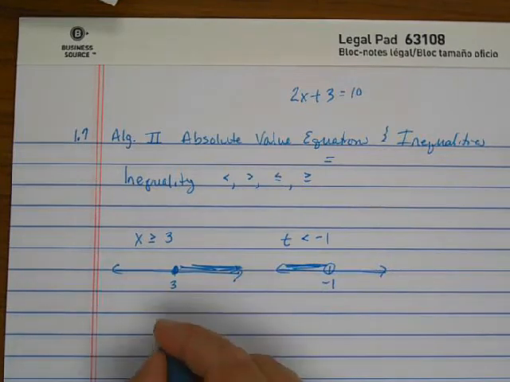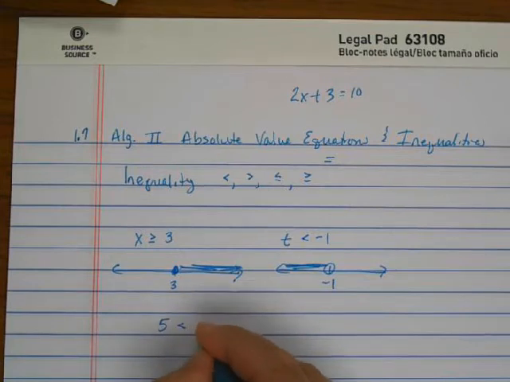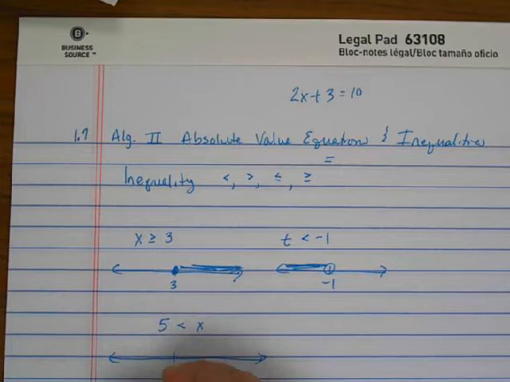What about if I graphed this? 5 is less than X. I'm going to have 5 on the number line. Now look at where X is located this time. X is on the right side of this inequality. So I'm looking for X to be numbers bigger than 5. And those numbers bigger than 5 are to the right.